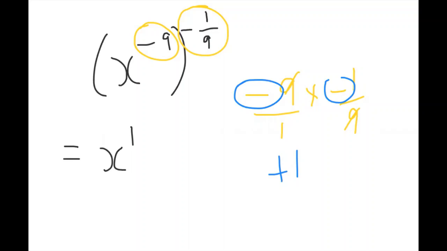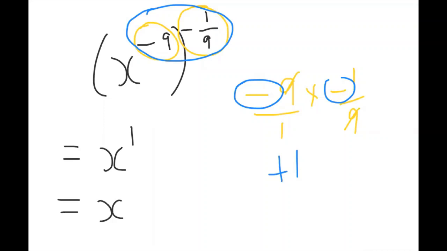So all of this part over here, if you multiply it out, and you can check it on your calculator, you will get the answer of 1, and then the answer is just x to the power 1. And if you neaten this up or simplify it, you can just write x.